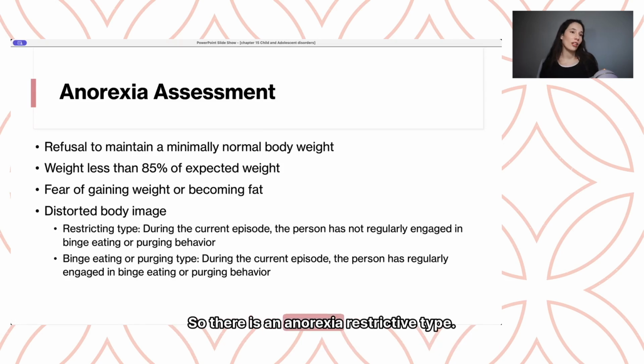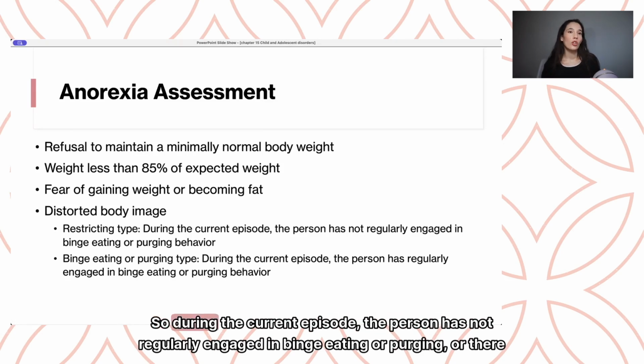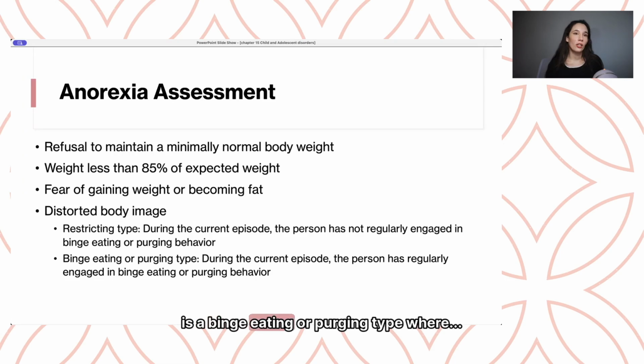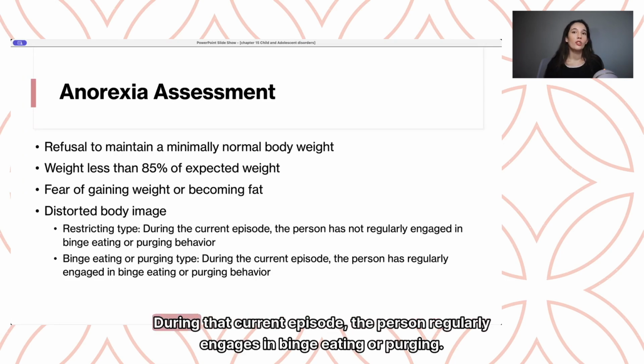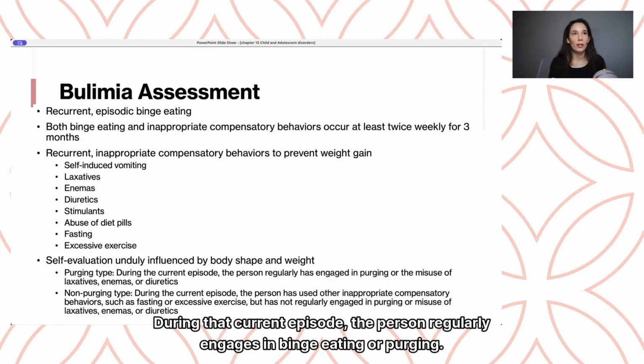So there is an anorexia restrictive type, where during the current episode, the person has not regularly engaged in binge eating or purging, or there is a binge eating or purging type, where during the current episode, the person regularly engages in binge eating or purging.